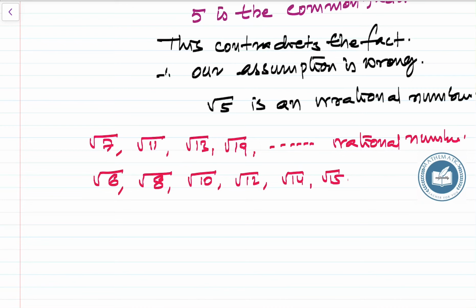Any number that cannot be expressed as the square of any other number is irrational. This is the conclusion. If a number cannot be expressed as a square of any other number, then the square root of that number is an irrational number.